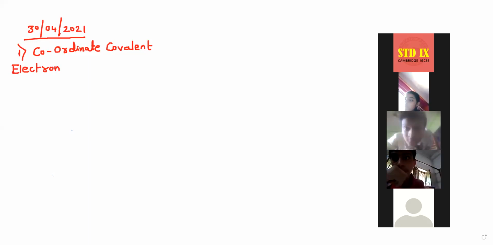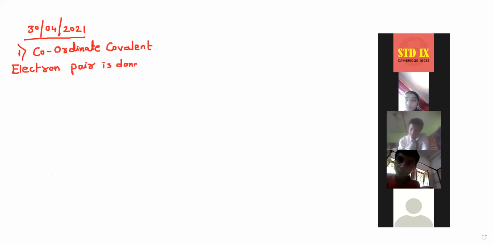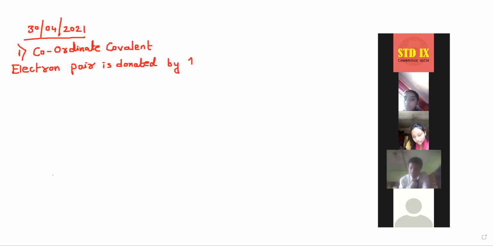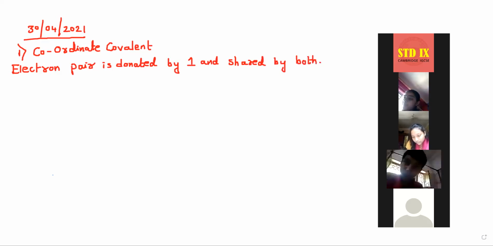Thank you. So, electron pair is donated by one and shared by both. Shared by both. The electron pair is donated by one and shared by both.